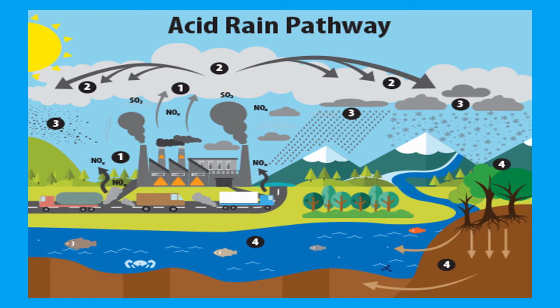So essentially what happens in the acid rain process is you have SO2 and NO2, NO3, NO4 going up into the atmosphere. This usually happens because of factories and car exhaust, and it ends up in the atmosphere.